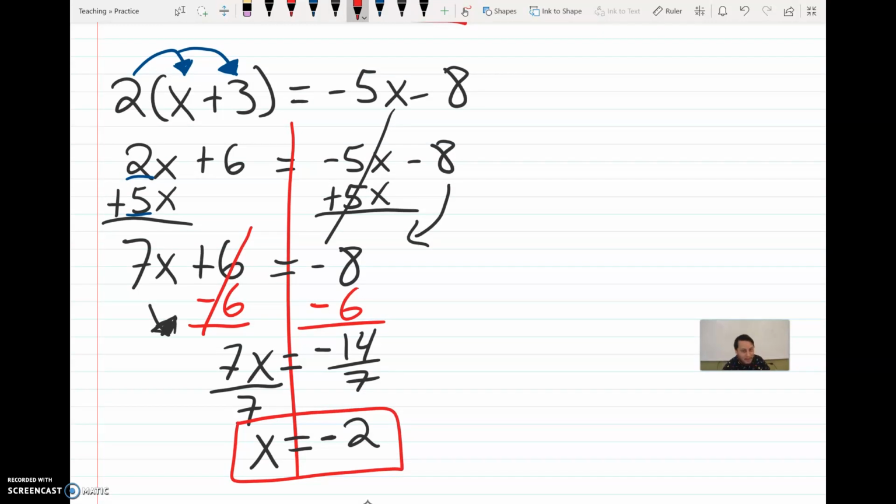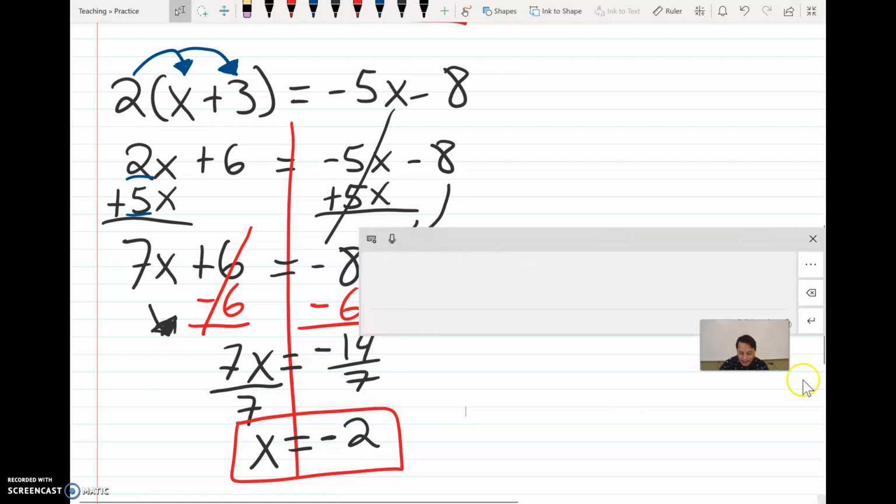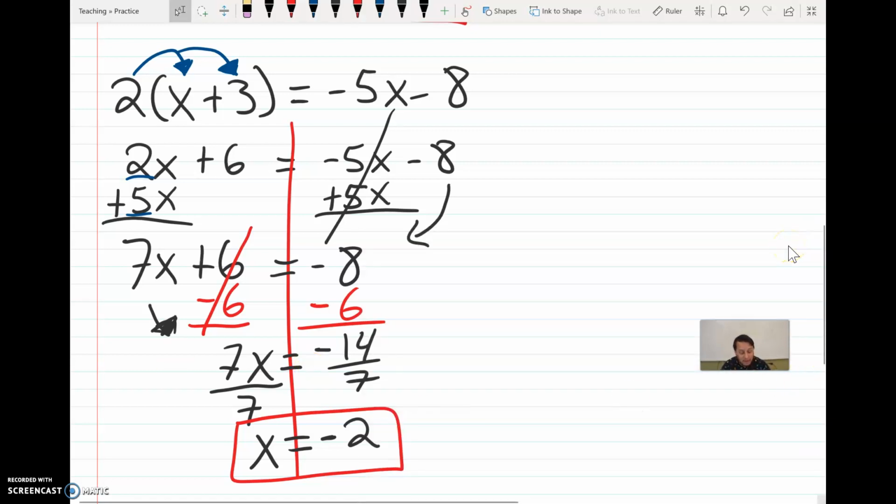That's it. Those are pretty much all the skills you're going to need to know at this moment for solving equations, guys. That being said, like always, if you do have questions or concerns, you can always email me, send me a message on Canvas, or send me a message on Remind, guys.